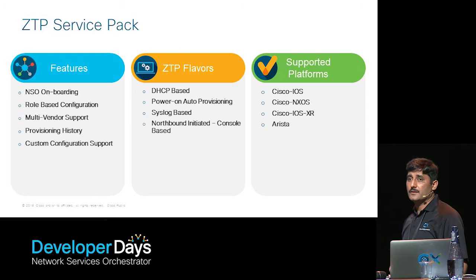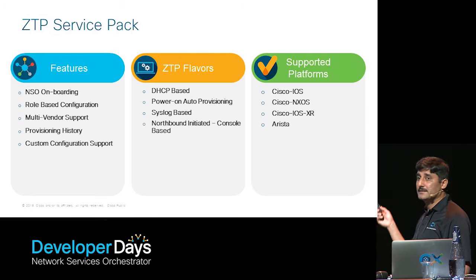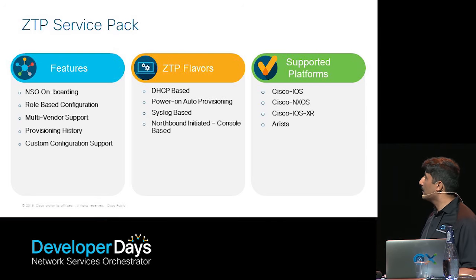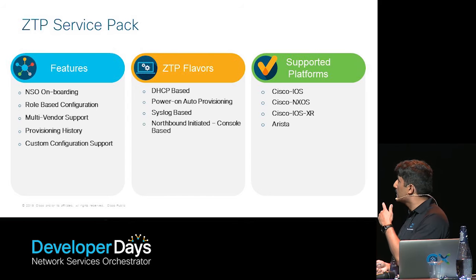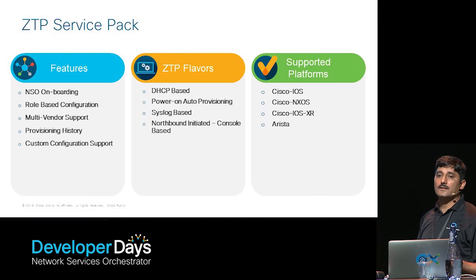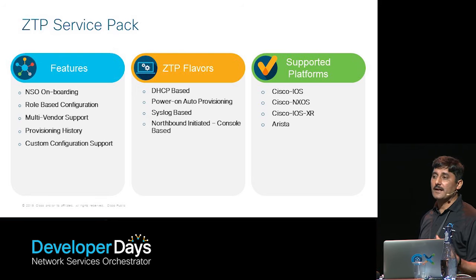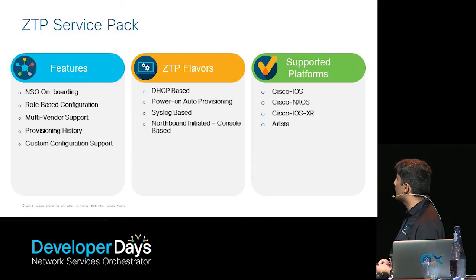The next one is syslog based. Some of the challenges that we have seen is either the device does not support the power on auto provisioning script, or the customer doesn't want to go the DHCP route. So we have this third flavor of sniffing the syslog server to make sure that the device is on, and we should create a trigger which will onboard the device and push the configuration.